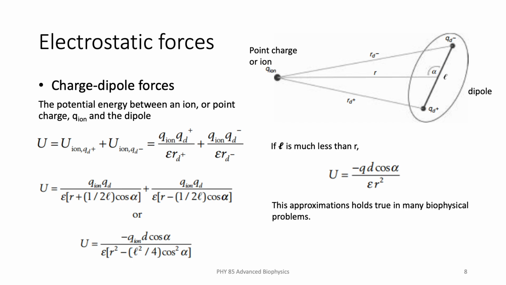And since the charges on the dipole are equal and opposite, we replace Q plus with Q and Q minus with negative Q. So we can now write the potential energy between a charge and a dipole in this form. We can simplify this equation even further in the case where L is much less than R, making the potential energy in this form.